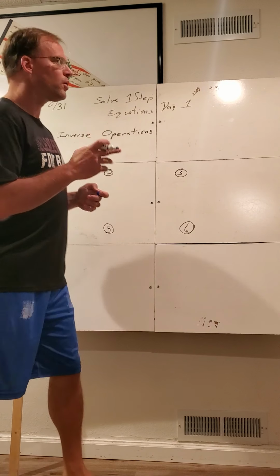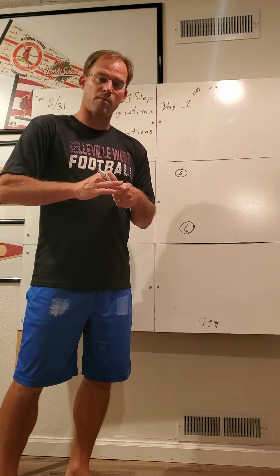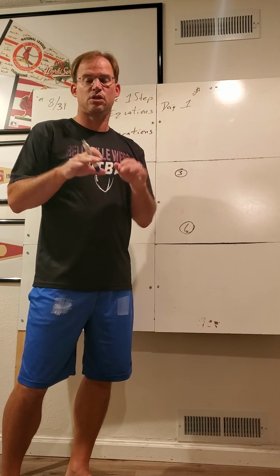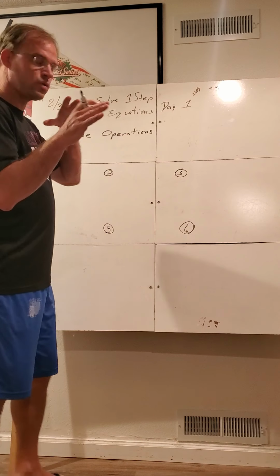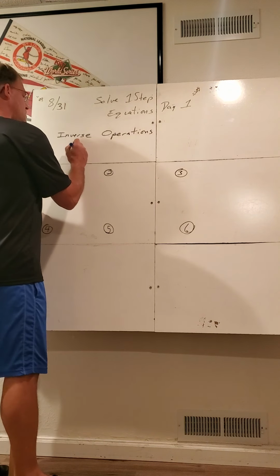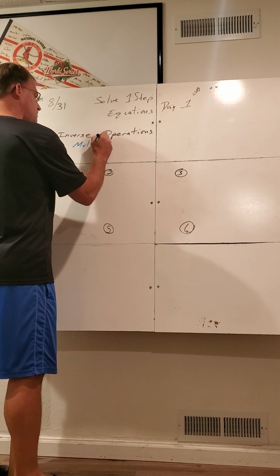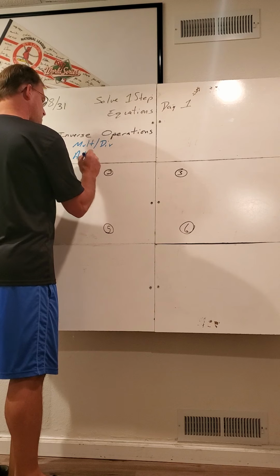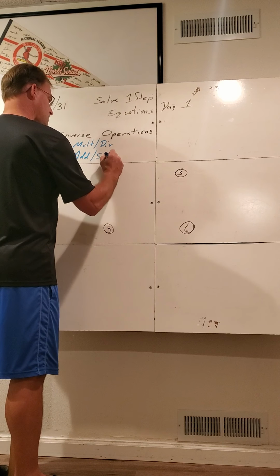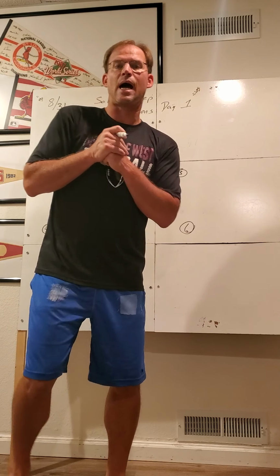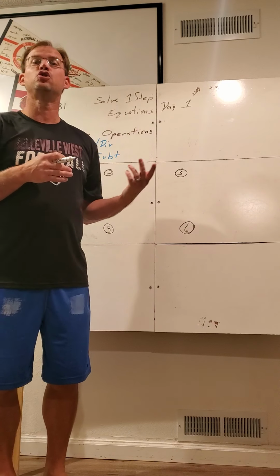Well, it's important to understand that those operations, remember the ones that were on the same level of the order of operations, multiplication and division, addition and subtraction, they also have another name. Those pairs are called inverse operations. Multiplication and division are inverse operations. What does that mean? That means they undo each other.